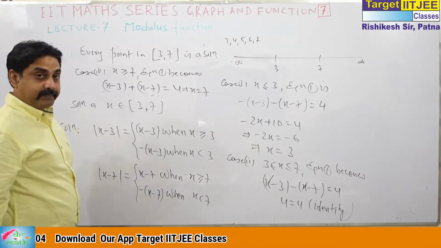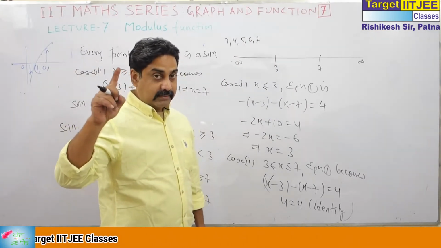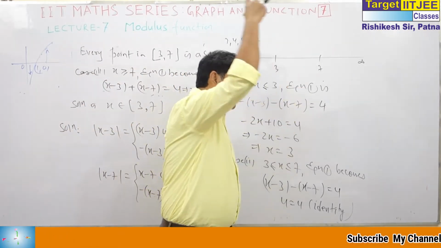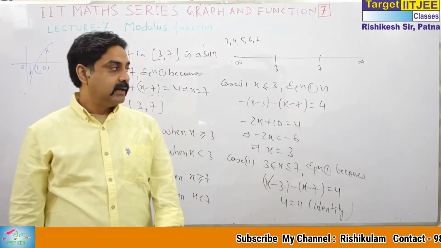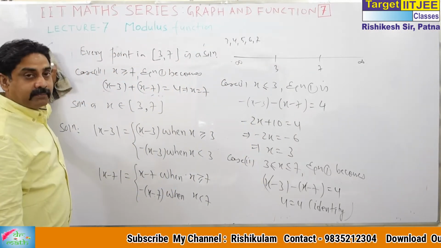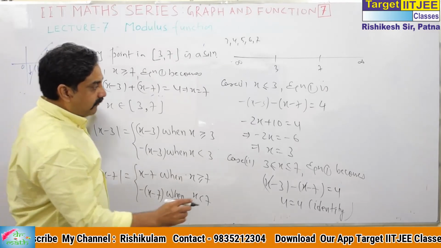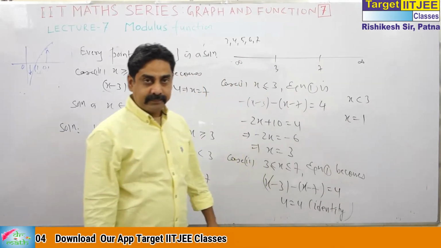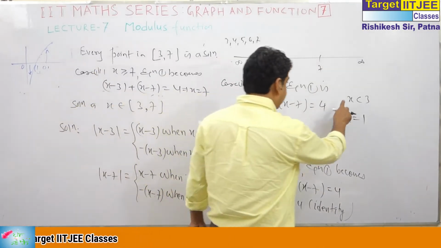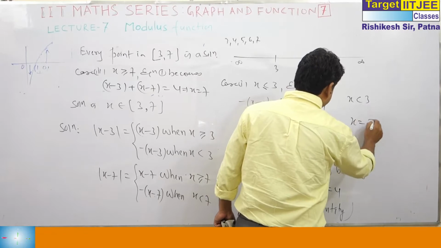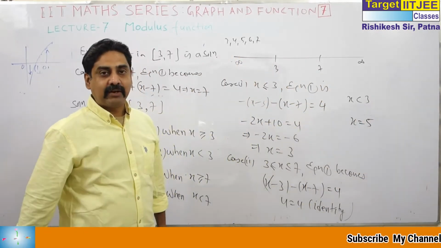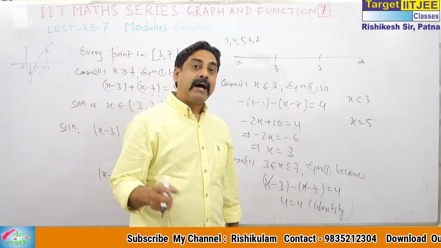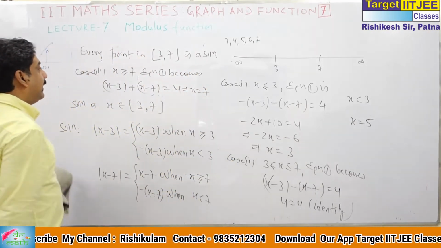For identity, be careful about this. That's why I have taken this example. For identity, we have to take all the points. Condition is important in modulus. Suppose we take x less than 3 and the answer comes x is equal to some value inside it, it will be taken. If we take x less than 3 and the answer comes x is equal to 5, it cannot be taken. So that is why we write the condition, we have to give the answer in that condition.